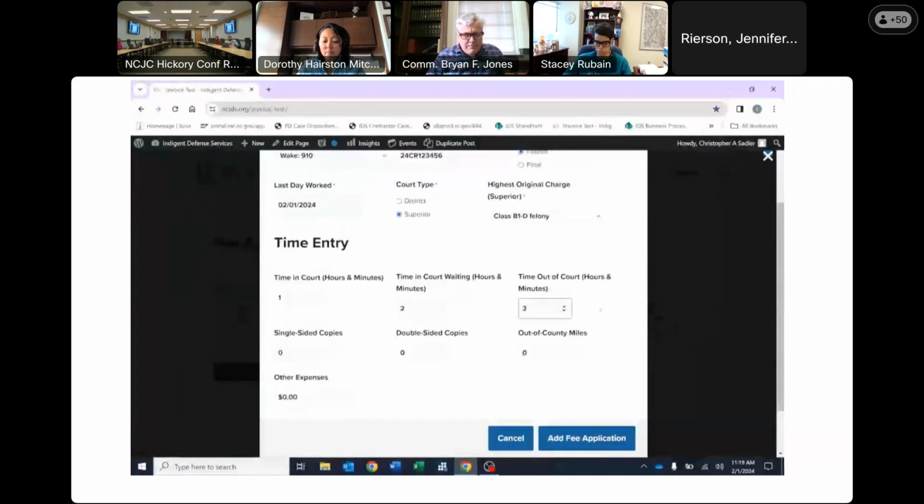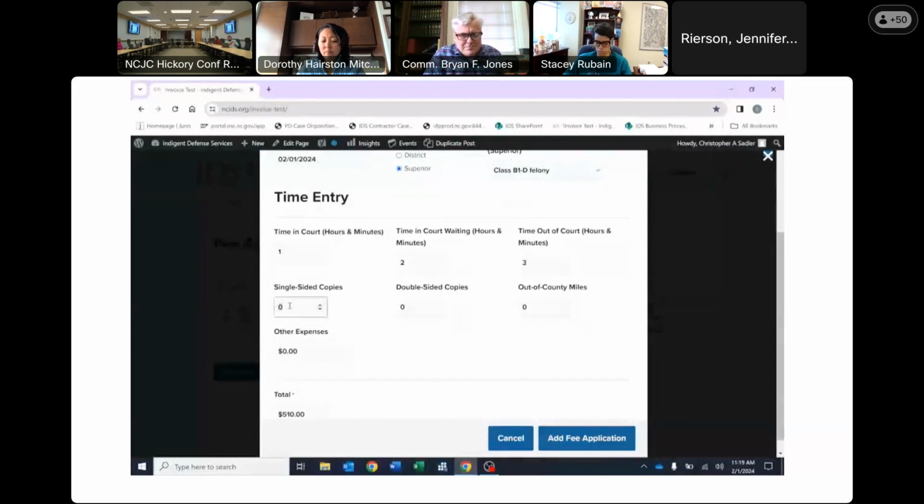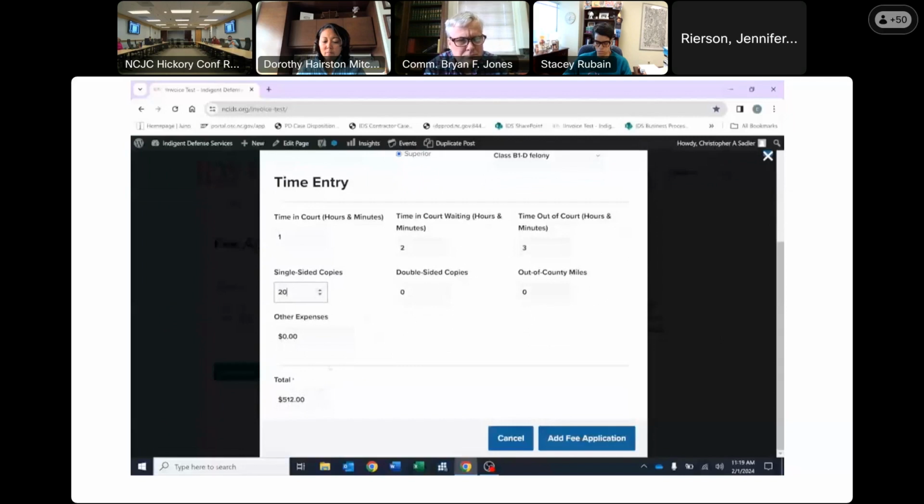Next, we bill for 20 single-sided copies. And again, OASIS is programmed to apply the 10-cent per page rate, avoiding inaccurate billing. We now enter 10 double-sided copies, and OASIS automatically applies the 16-cent rate. Finally, we drove 45 miles out of county on this case. Here, OASIS applies the IDS mileage rate of 0.625 cents per mile.